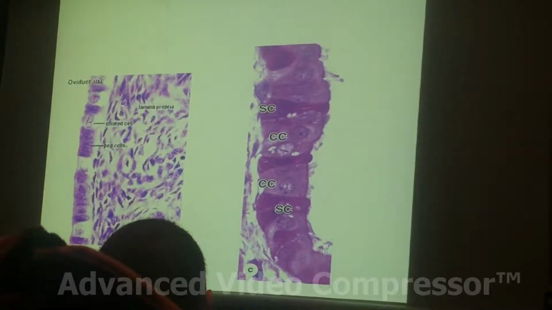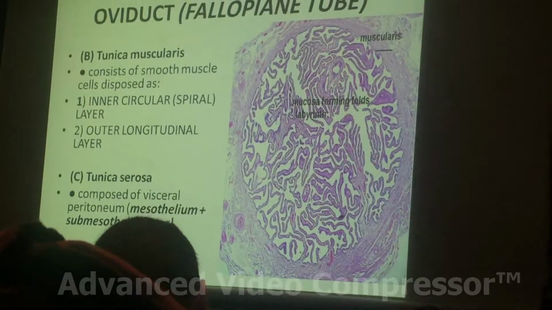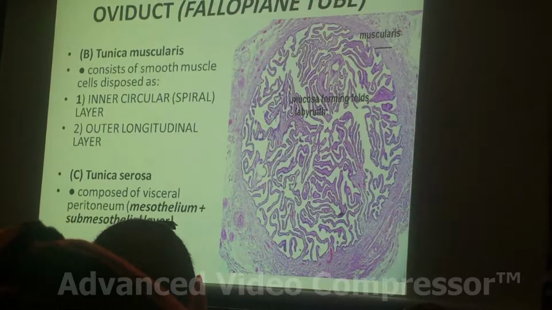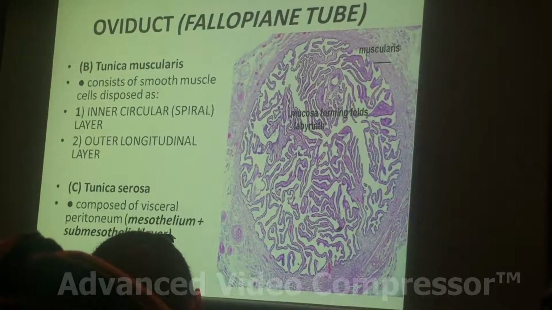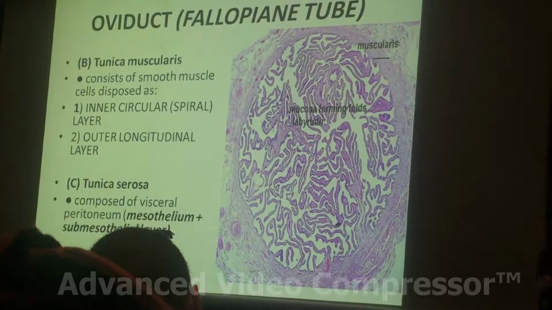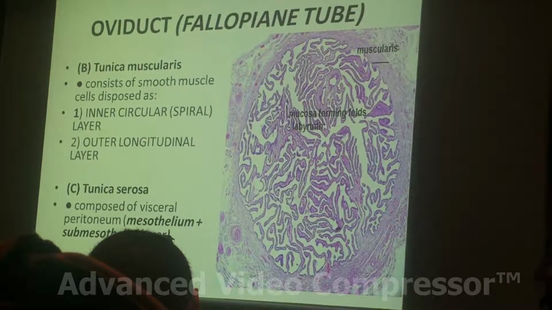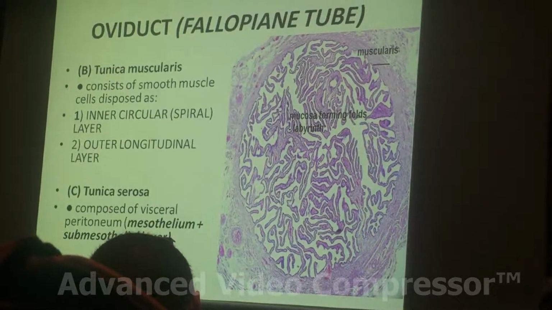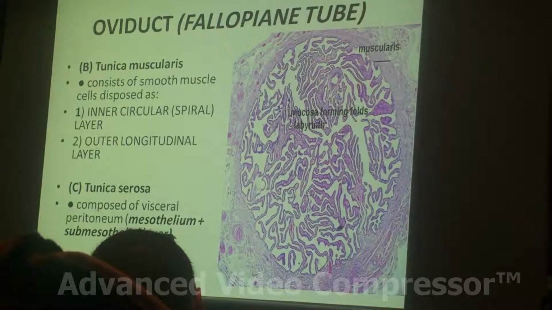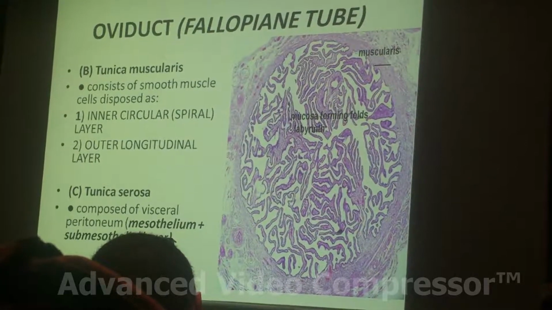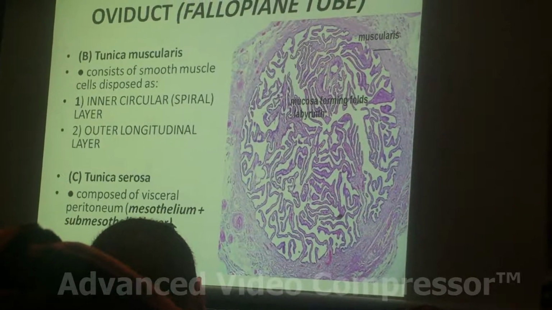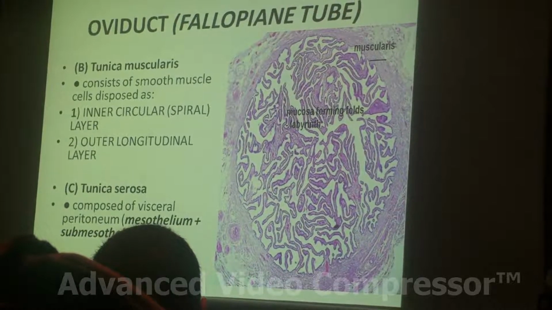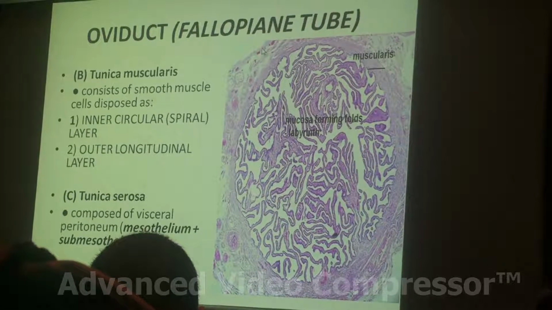So alright, now let's go to the muscularis of the fallopian tube. The muscularis contains smooth muscles arranged in 2 layers: an inner circular or spiral smooth muscle, and an outer longitudinal smooth muscle. In reality, instead of circular, they are spiral in 3D. This muscular coat can undergo peristaltic contraction that will also aid in the movement of the oocyte within the fallopian tube. And the outer layer, what did we say, serosa or adventitia?